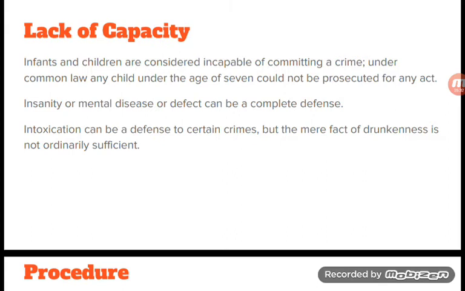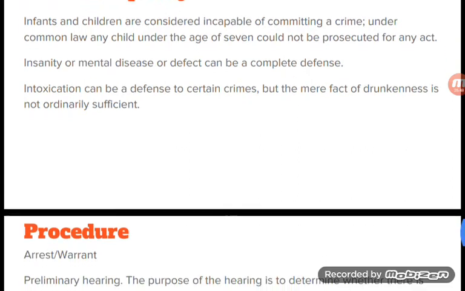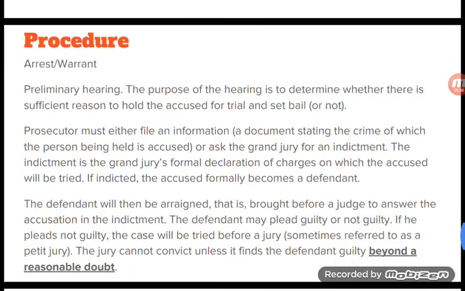Lack of capacity. Infants and children are generally considered incapable of committing a crime. Under the age of 7 is the amount given in the textbook. Insanity can be a defense. Intoxication can be a defense, but the mere fact of drunkenness is not ordinarily sufficient.